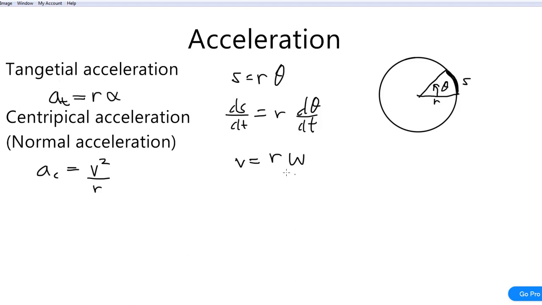Now if we take the derivative of this again, we get acceleration equals r times alpha. As you take the derivative, dv/dt is acceleration, and d omega/dt is going to be alpha in the end. I could write that again like this, but it's the same thing.